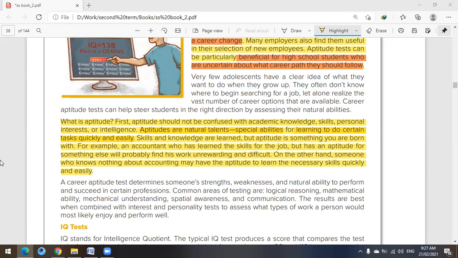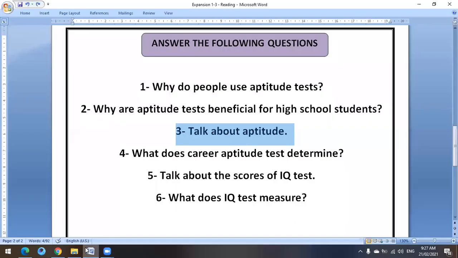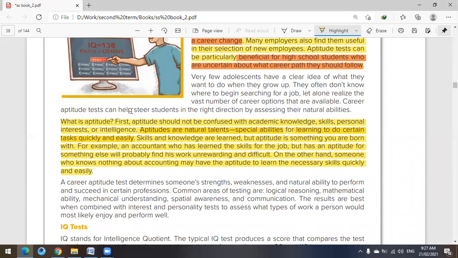The point is talk about aptitudes, okay, or talk about aptitude. First, we said that aptitude shouldn't be confused with academic knowledge, skills, personal interests, or intelligence. But aptitudes are natural talents, special abilities for learning to do certain tasks quickly and easily. This was a point.